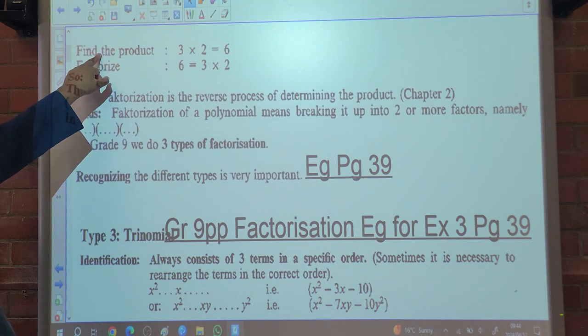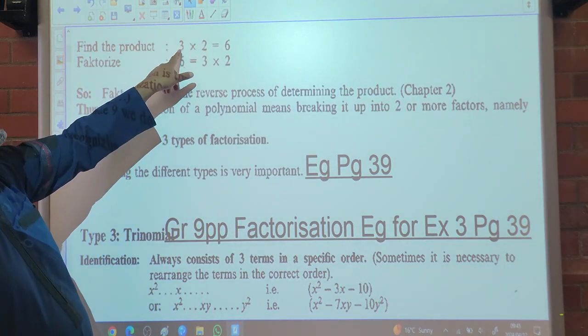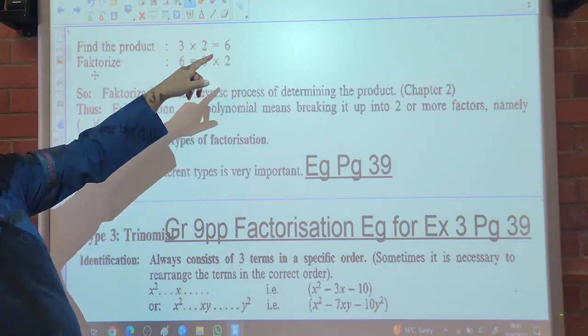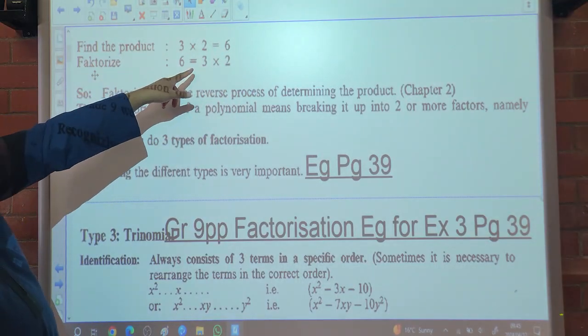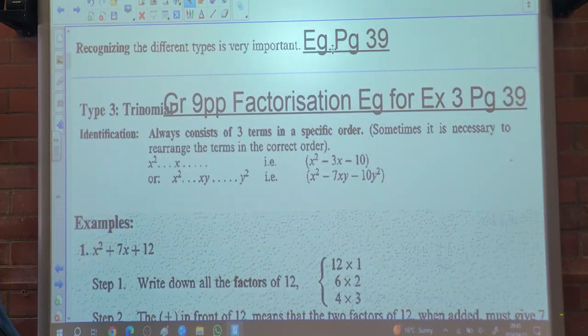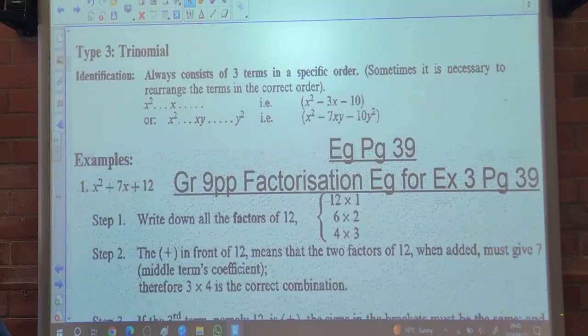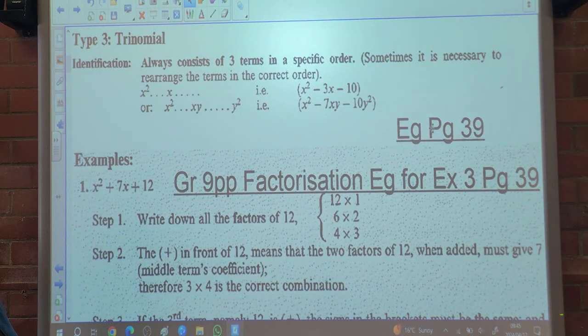Okay. So the question says find the product. If that was a question, we'll find the product. It will be 3 times 2, which is 6. And to factorize, 6 is 3 times 2. Okay, this is the initial introduction. Trinomials, I'm reading from page 39.